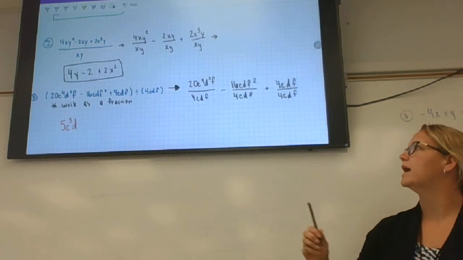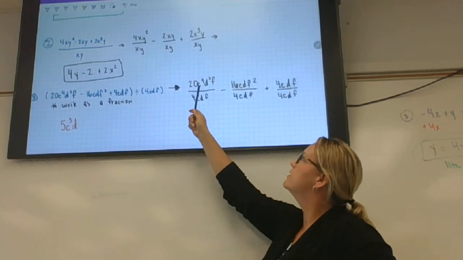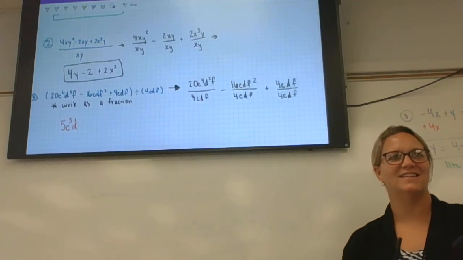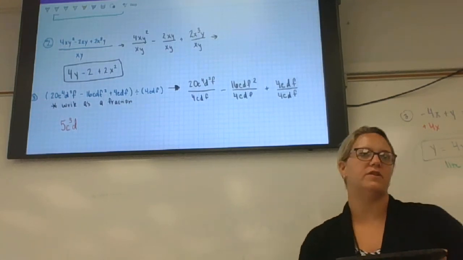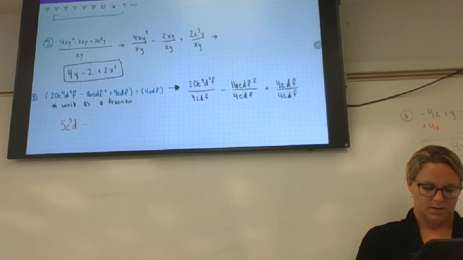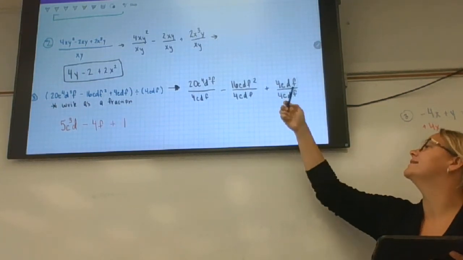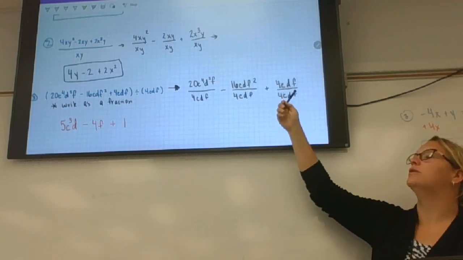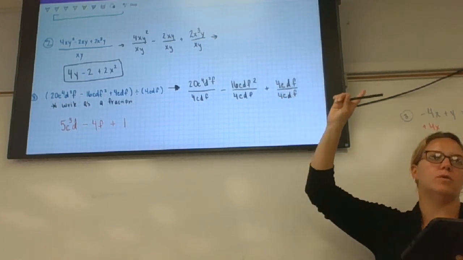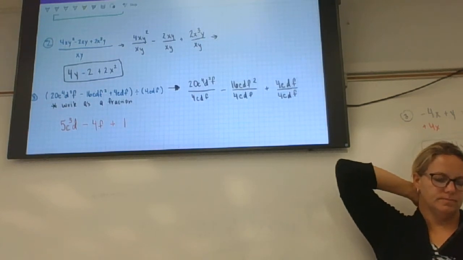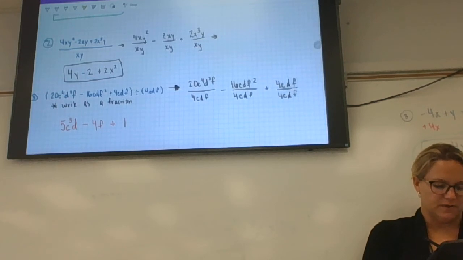All right, so I got my first one done. Sure, go for it. What'd you get for the second one? We're gonna put a 1 at the end. Anytime you have a monomial over its exact self, you put a 1 placeholder. Great job, you guys.